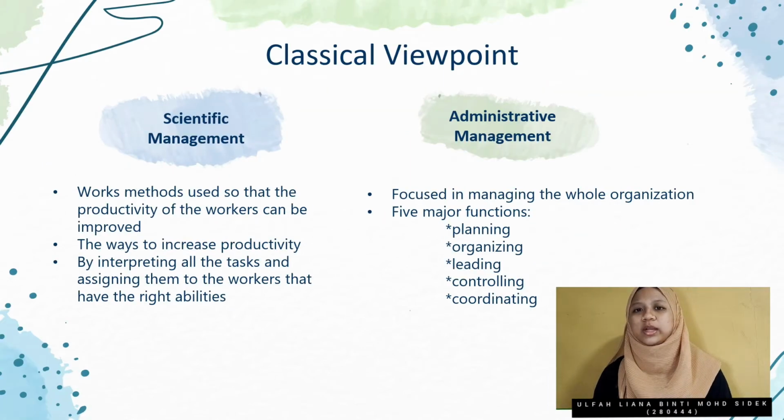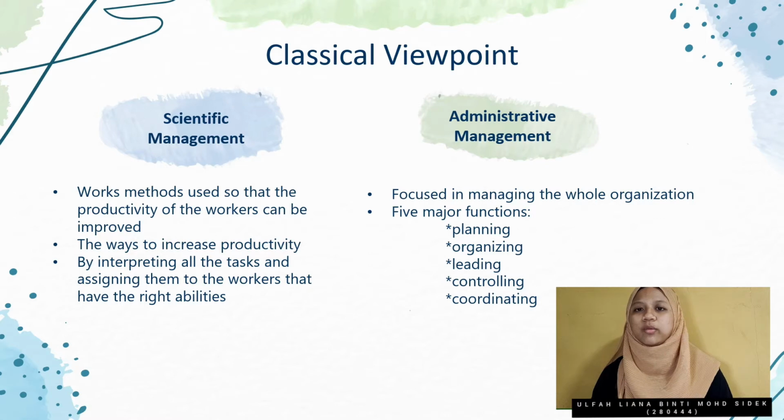Firstly, the classical viewpoint is the study of the ways managers use to manage work efficiently. Some organizations use scientific management, while some use administrative management. The difference between these two is that scientific management is about work methods used so that the productivity of the workers can be improved, while administrative management focuses on managing the whole organization.